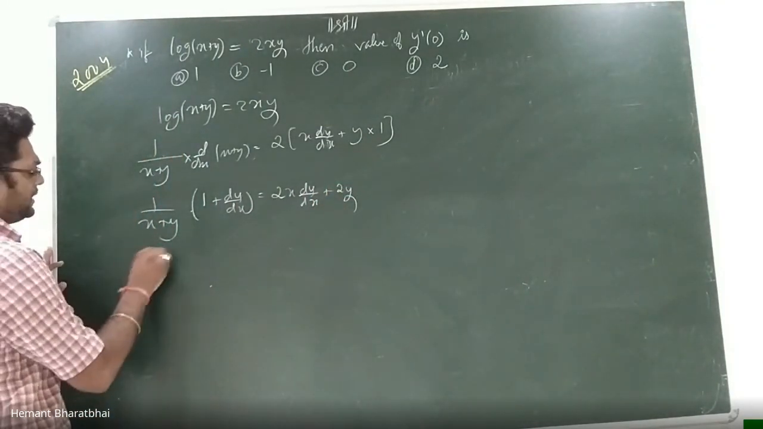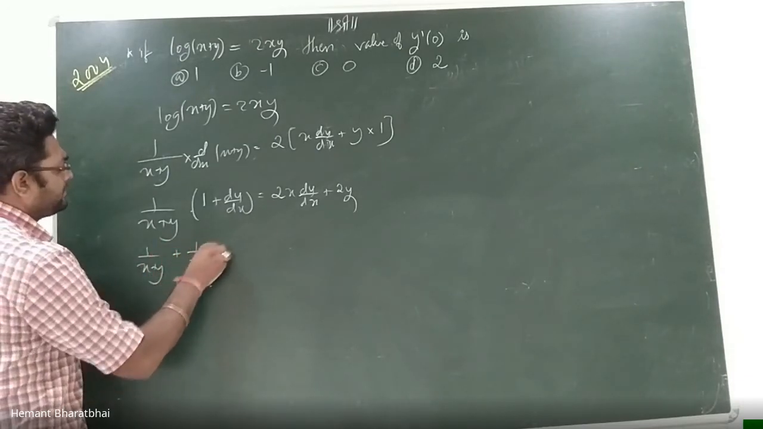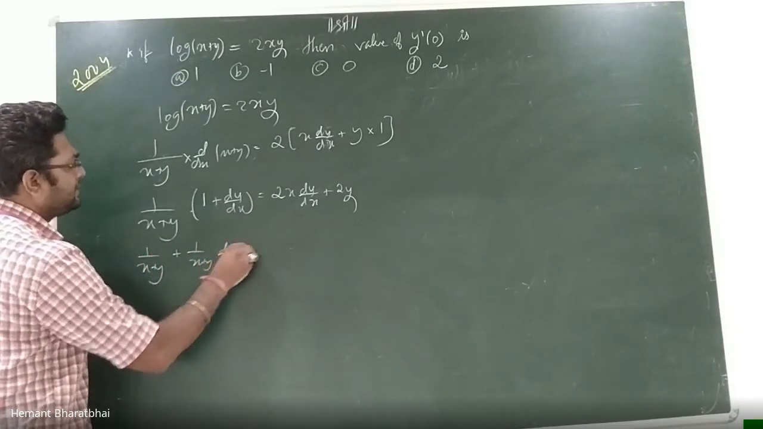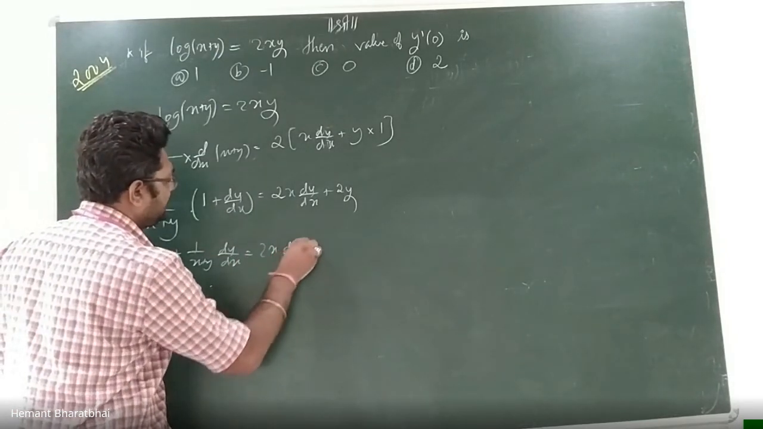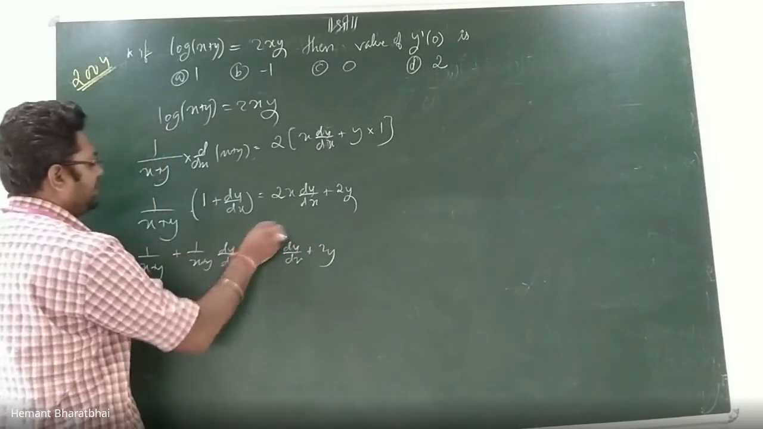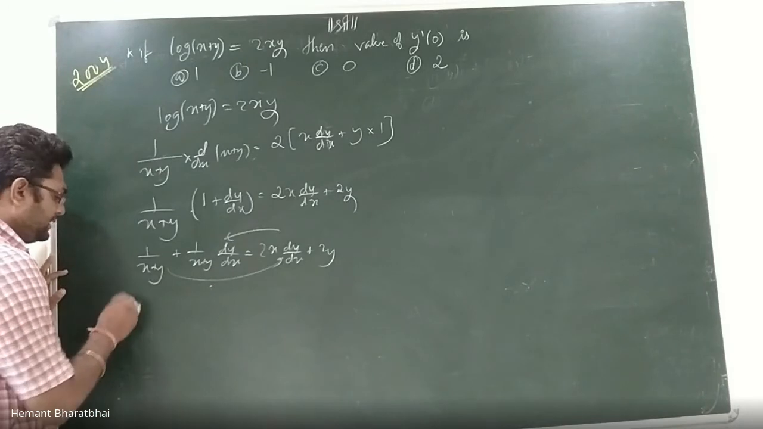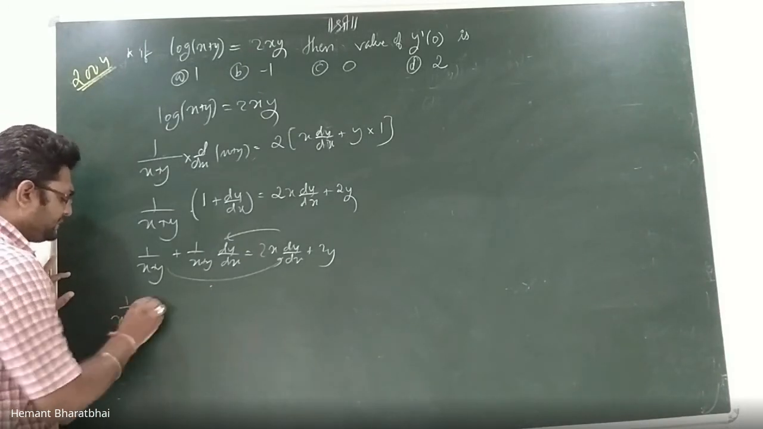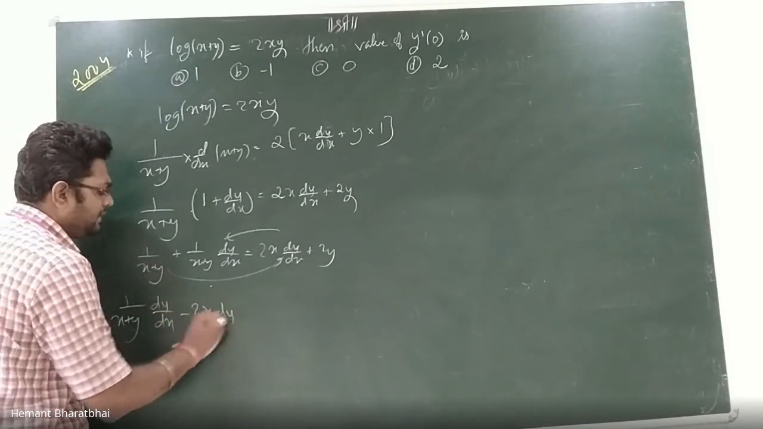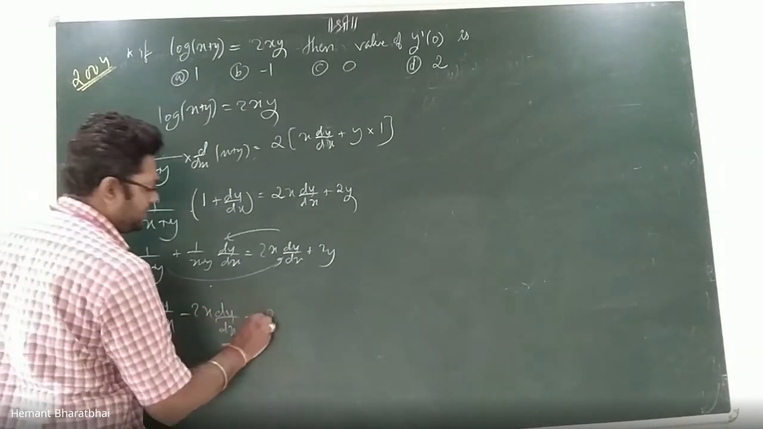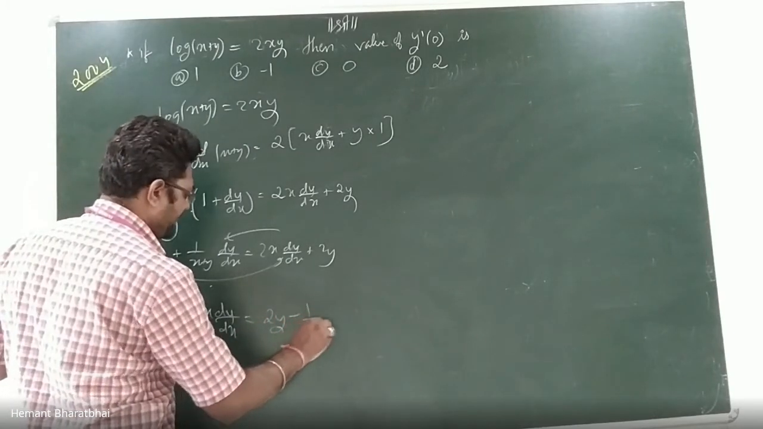Therefore, I will get 1 upon x plus y plus 1 upon x plus y into dy by dx is equal to 2x dy by dx plus 2y. So take the dy by dx terms on one side, and the other terms on the other side. So I'll get 1 upon x plus y dy by dx minus 2x dy by dx is equal to 2y minus 1 upon x plus y.